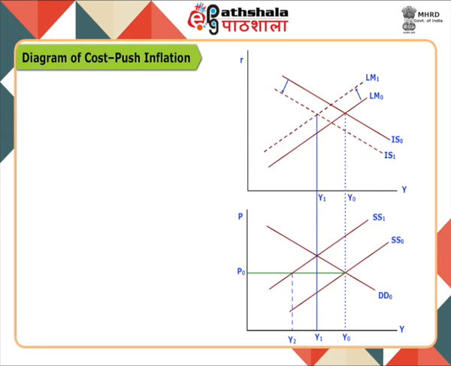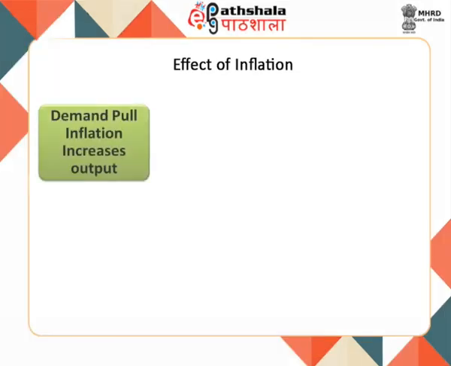As price level increases, aggregate supply would increase along with supply curve SS1 and new equilibrium will establish at Y1 level of output with price level P1. At Y1 level of output with price level P1, all markets would clear and be in equilibrium. Hence, when there is cost push inflation, there is reduction in the level of output as against demand pull inflation where output rises. Demand pull inflation increases output.